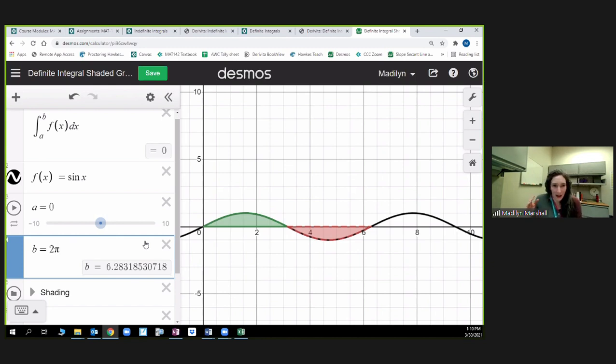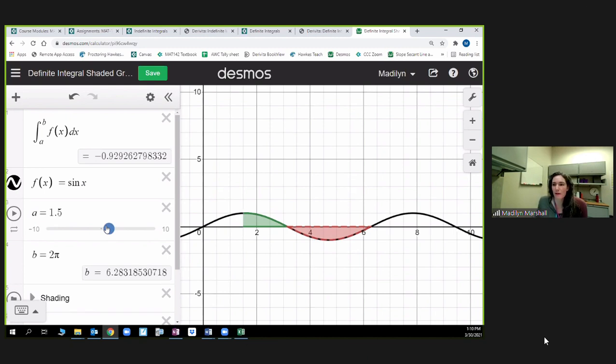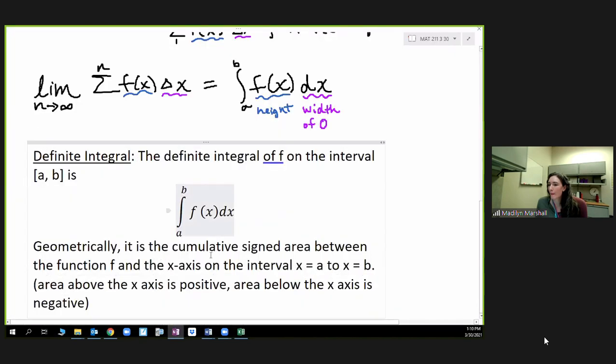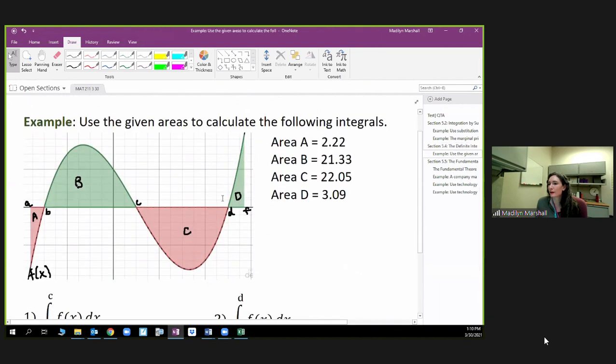We haven't seen how to actually calculate the definite integral yet, which we will do on Thursday. So here we're just relying on Desmos to tell us what that area between the curve and the x-axis is, but on Thursday we will actually be calculating these definite integrals by hand. And in these last few minutes, we have one example to see how this is working.